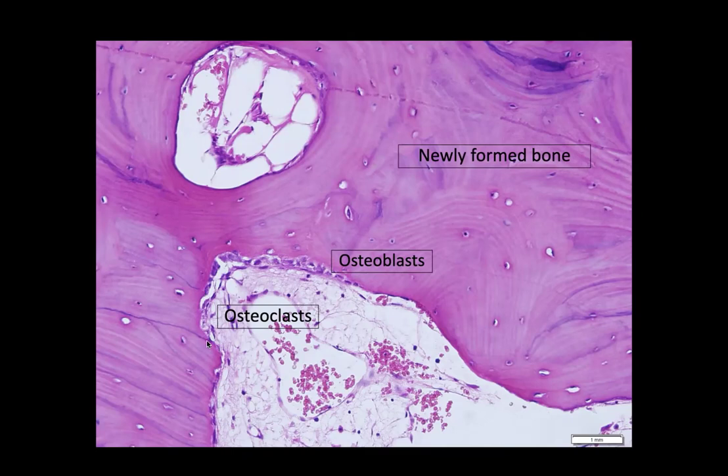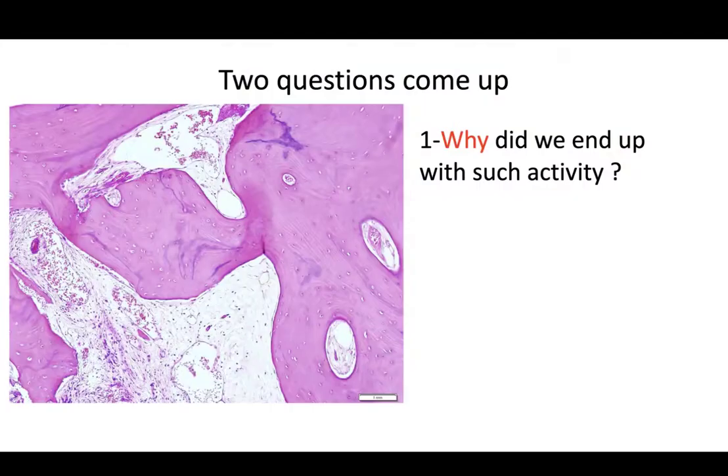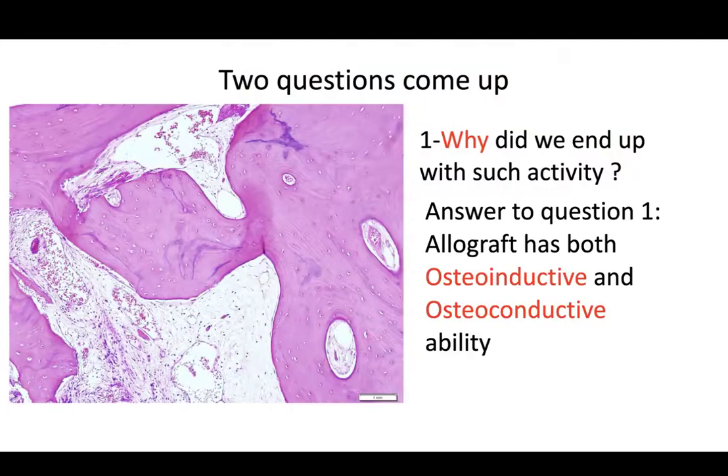So you can see how active and phenomenal the allograft is, because it turns over. So that brings me to the question, why do we end up with such activity in the allograft? Well, because it has two components to it. It is osteoinductive and osteoconductive.